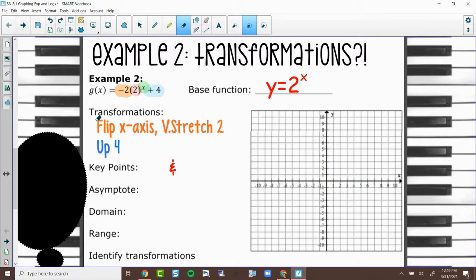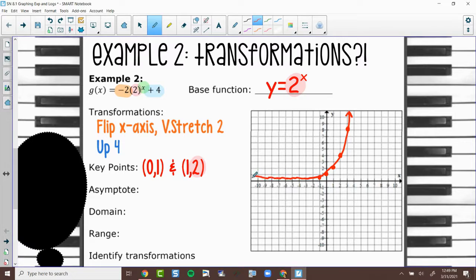So the key points for the original base function, well, if I plug in 0, 2 to the 0 gives me 1, and 2 to the first gives me 2. And again, you'll see that I match the bases, so 2 and a 2. So I'm going to go ahead and sketch this graph, so 0, 1, 1 and 2. You could do 2 squared is 4. You could do 2 cubed is 8. And then again, you'll have a couple of the fractions, but not too terribly many, just enough to get a good, clear picture.